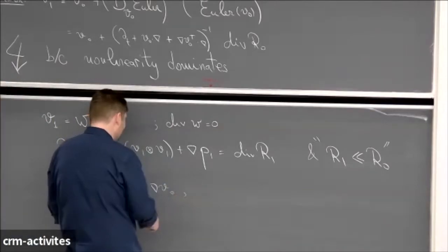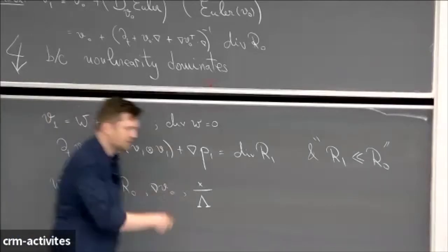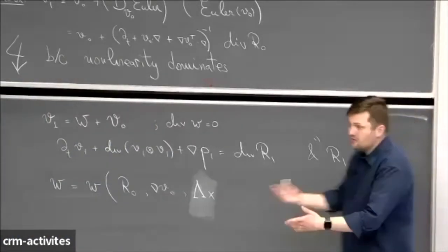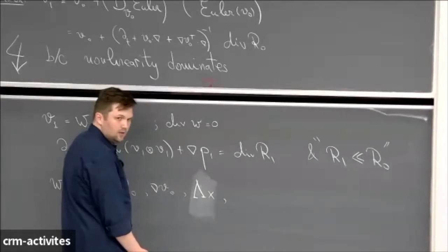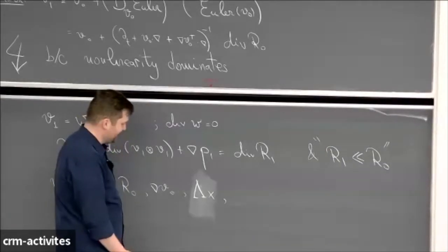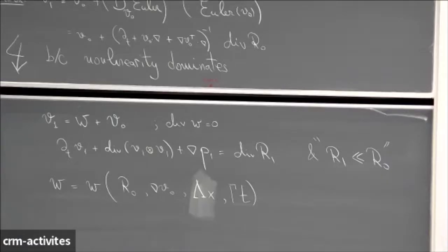The thing you're adding does not depend on X and T, but on some very high frequency version of X, capital lambda. Capital lambda is large. Maybe it also depends on some fast time variable, capital gamma, where lambda and gamma are large.